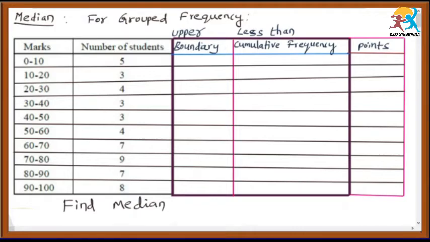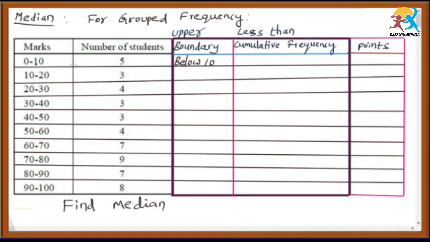What is upper boundary? Suppose for the first class interval 0 to 10, we have to find out the number of students who got below 10 marks. So here the upper boundary is 10 because below 0 marks we cannot find. That's why we have to take 10. In the class interval 0 to 10, 10 is the upper boundary. So here in the upper boundary column, we have to write below 10.